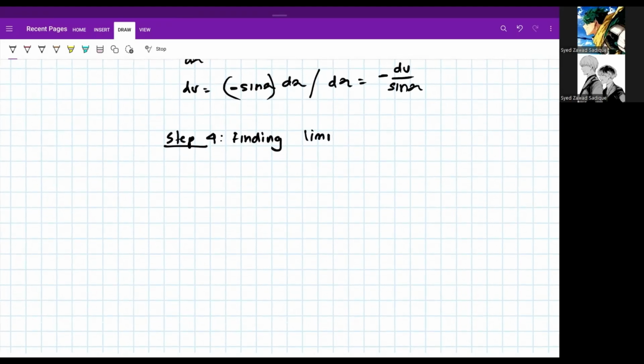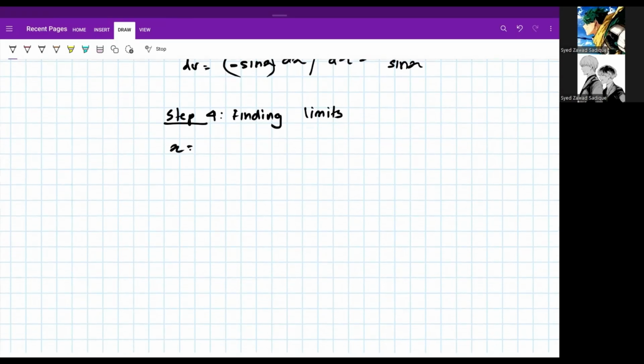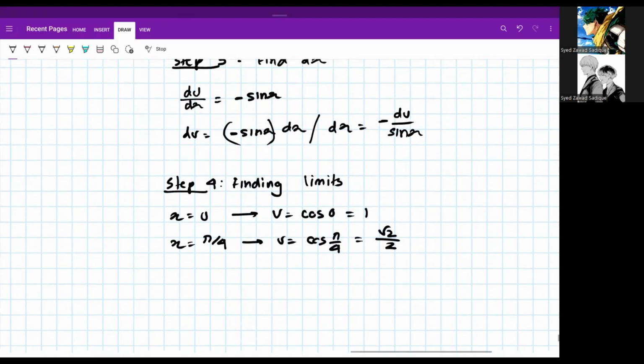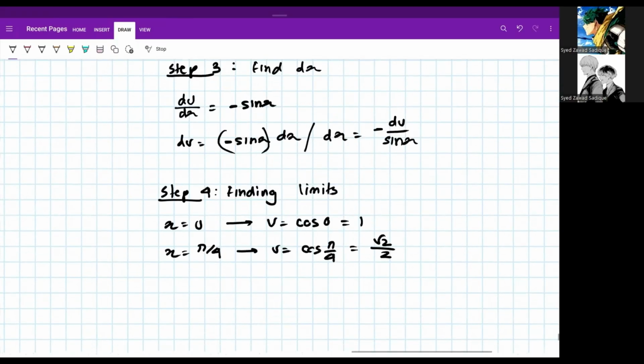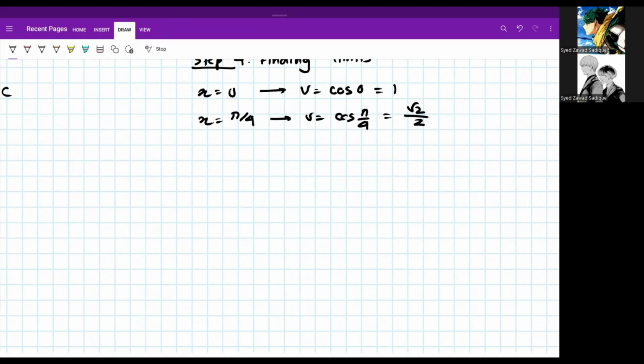Then finding limits. So for x is equal to 0, u is equal to cos 0, which is equal to 1. For x is equal to pi by 4, u is equal to cos pi by 4, which is equal to root 2 by 2. Finally, step 5. Substitute everything.